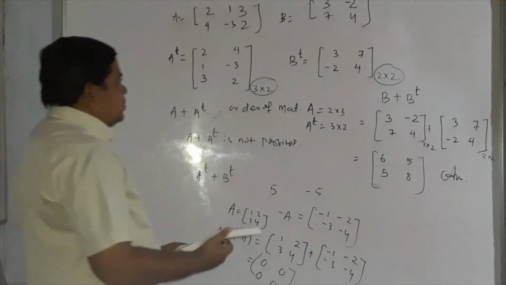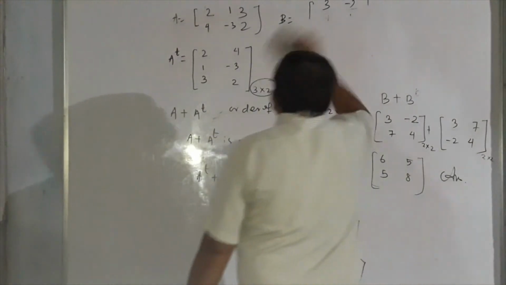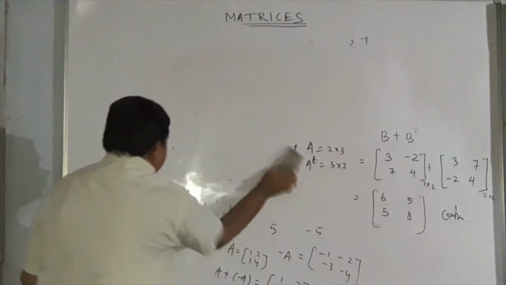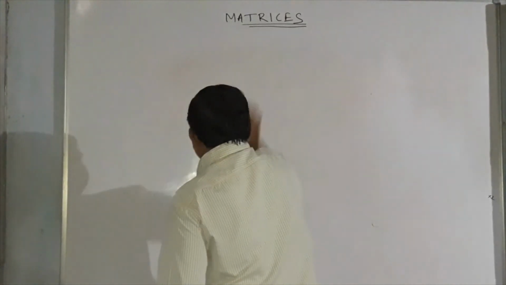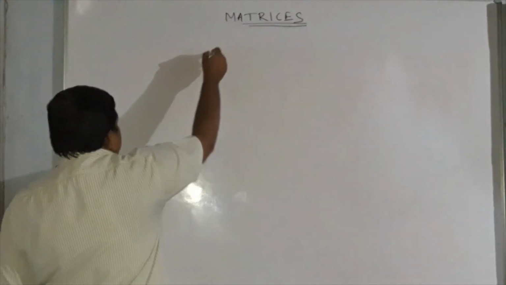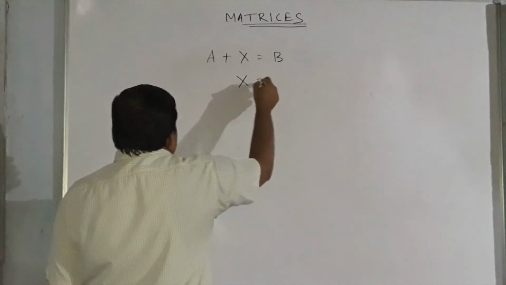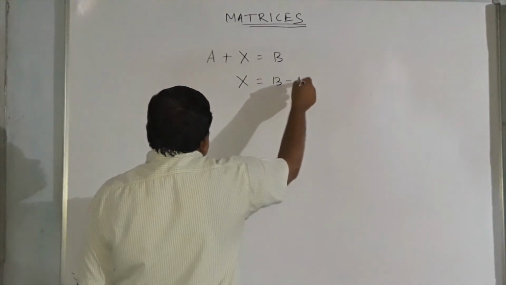Then another part is solving a matrix equation. What is solving a matrix equation? Suppose one matrix A is given, and another matrix X, and A plus X is equal to B. Now can you write X is equal to B minus A? Yes, you can write. This way also we can solve.